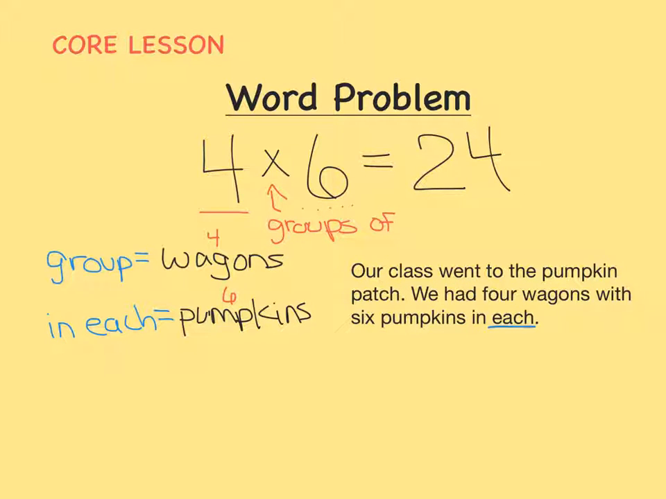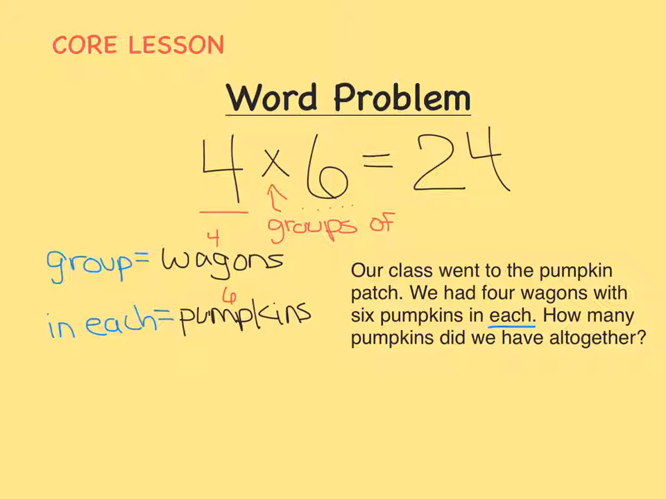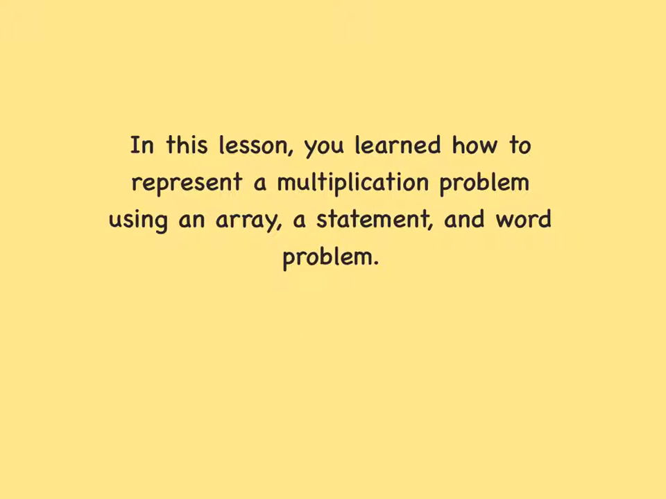But wait, are we trying to figure out the number of wagons or pumpkins? Well, we already know we have 4 wagons. We're trying to figure out the total number of pumpkins there are. How many pumpkins did we have all together? We could use multiplication to solve this problem. 4 wagons times 6 pumpkins in each equals 24 total pumpkins. In this lesson, you learned how to represent a multiplication problem using an array, a statement, and a word problem.